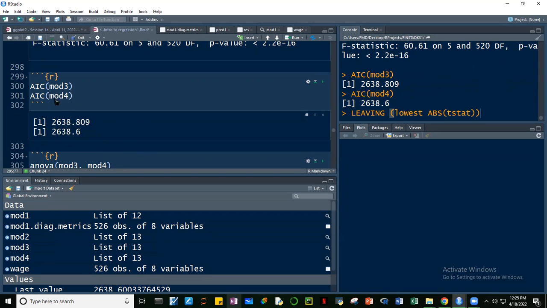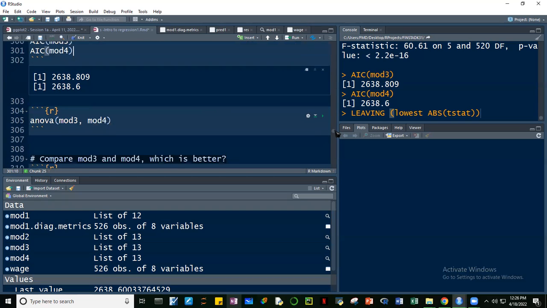Okay, dito, model 4, 36.38.6, ito 36.38.8. So mas mababa yung AIC ni model number 4. So medyo nakikita natin dito may conflict ng konti, yung adjusted R squared at saka yung AIC. Okay? But we will be using AIC as the basis. So makikita natin dito na model number 4 is better.